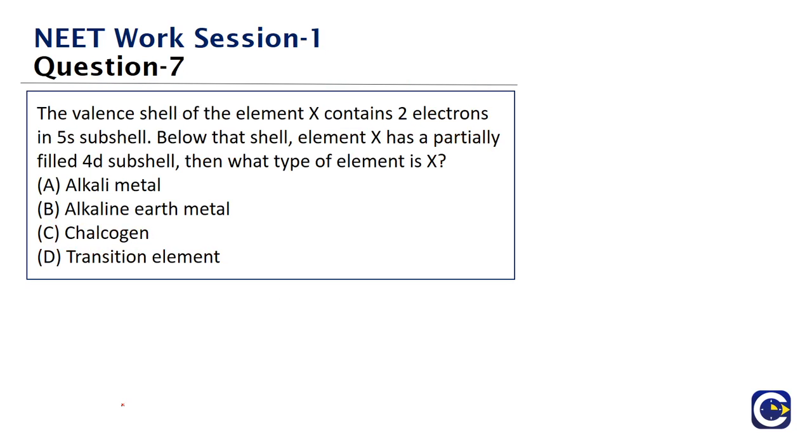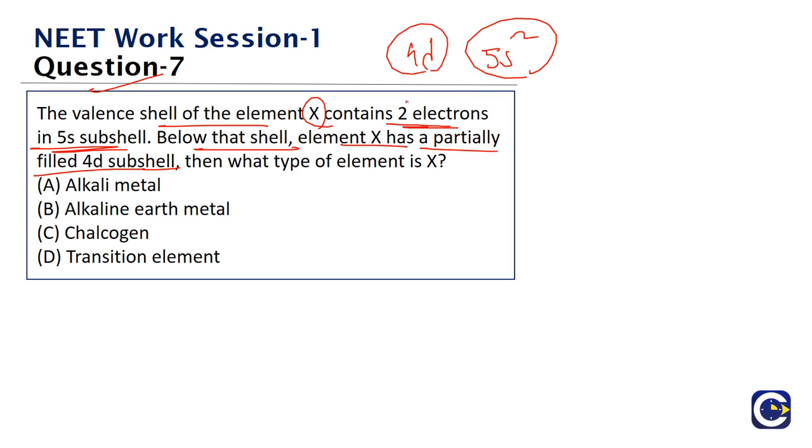Look at the next question, question number 7. The valence shell of element X contains 2 electrons in the 5s subshell. Remember, what is the capacity of the s subshell? 2 electrons, so 5s is fully filled, 5s2. Below that shell, the element X has partially filled 4d. Remember, after filling 5s we start filling electrons into 4d, as per the increasing order of energy of subshells. So 4d is not completely filled.